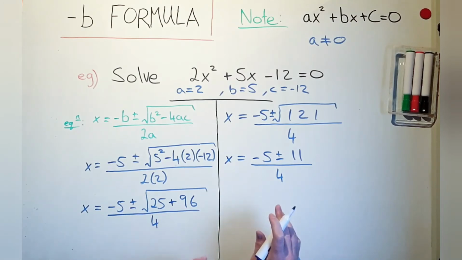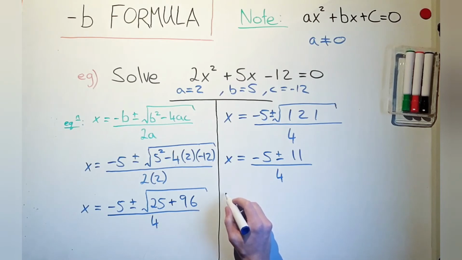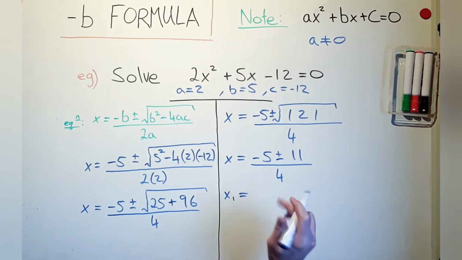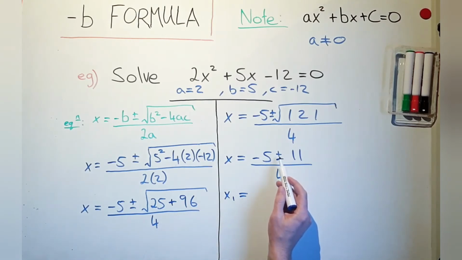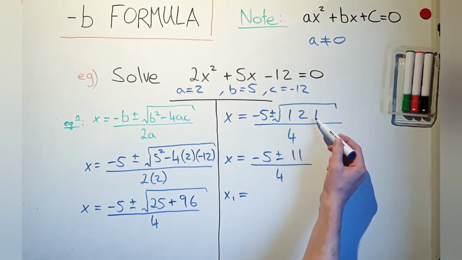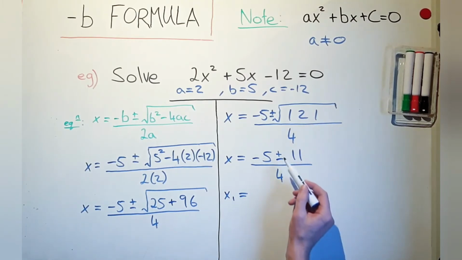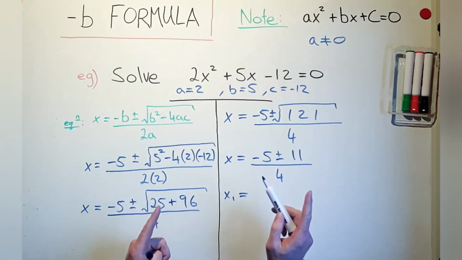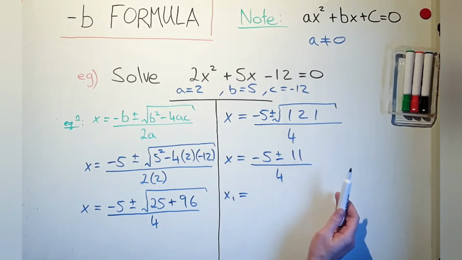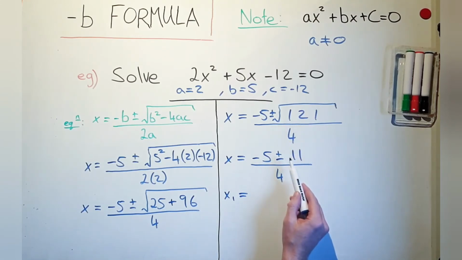So here what we're going to do is we're going to have an x1, and for x1, we're going to take this expression, but first we're going to take the positive 11, because if you remember, the square root of 121 isn't 11, it's plus or minus 11. So it's two separate values. I'll say that again. The square root of 121 isn't positive 11, it's positive 11 and negative 11.